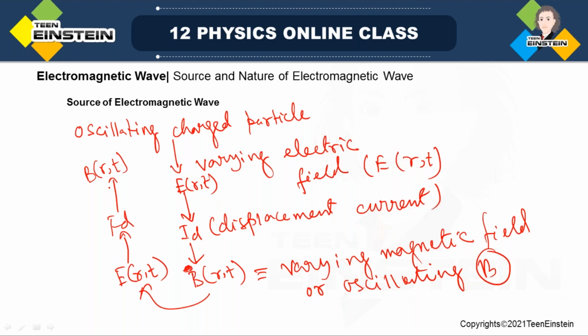So this is how Maxwell's equations, through rigorous mathematical derivations, showed that there is an electromagnetic wave.